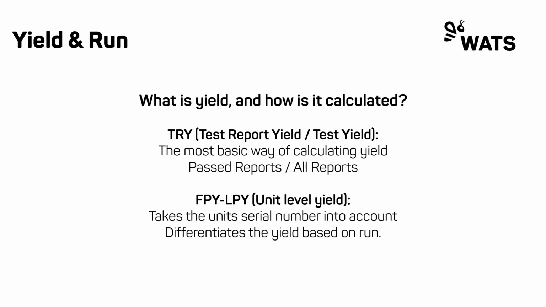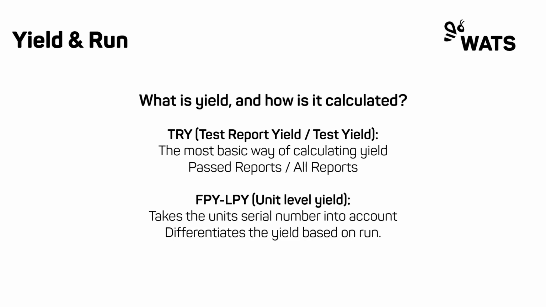This takes all past reports and divides them by all reports. So it does not take the unit's serial number into account, making test report yield a good measure of a station's performance, for example. And then there's unit level yield, meaning yield that does take the unit's serial number into account.